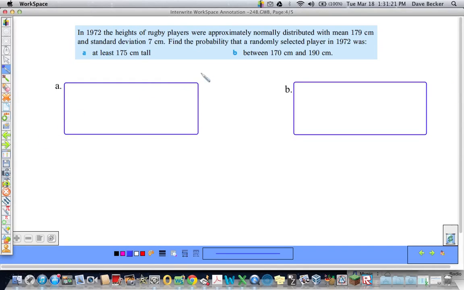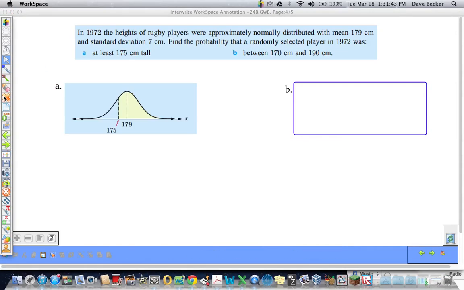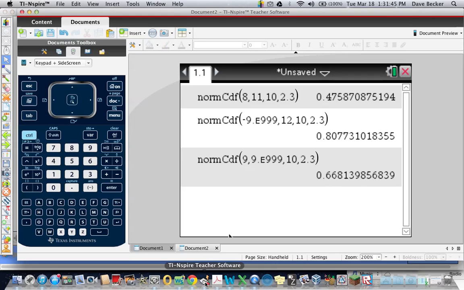2 more examples. In 1972, the heights of rugby players were approximately normally distributed with mean 179, standard deviation 7. Find the probability that a randomly selected player in 1972 was at least 175 centimeters tall. So what would that look like? Bam. Okay. So now I'm going to show you on the calculator.